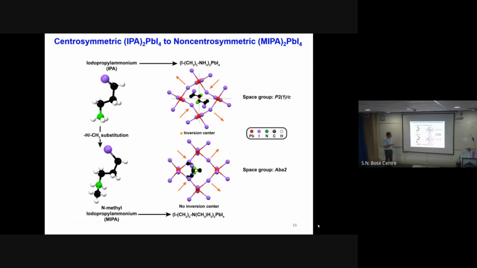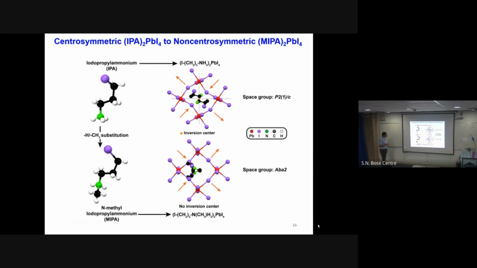In this structure, you'll see that there is a center of symmetry. These are lead, iodine, and here is the organic part. Many of the things are truncated. This is the structure, and you get the inversion symmetry here. You don't get a non-centrosymmetric structure.